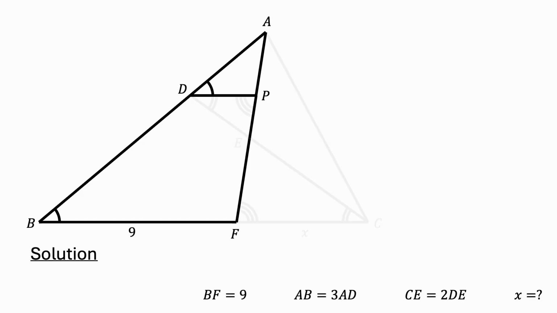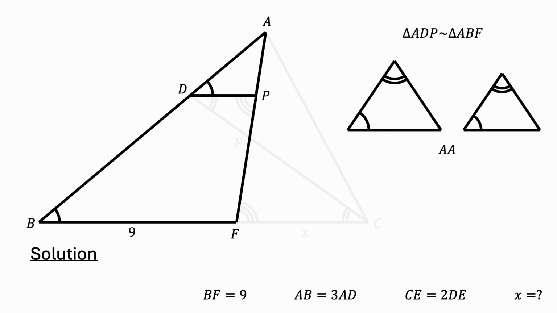Next, consider triangle ADP and triangle ABF. We claim that they are similar. Since angle ADP equals angle ABF, and this angle is common to both triangles, the two triangles are similar by AA.